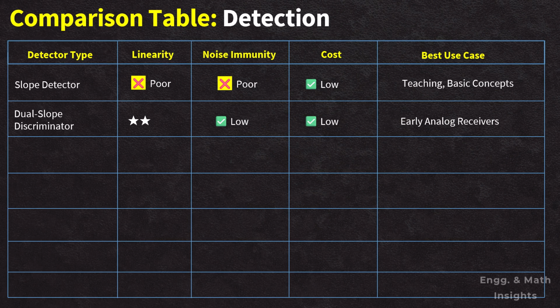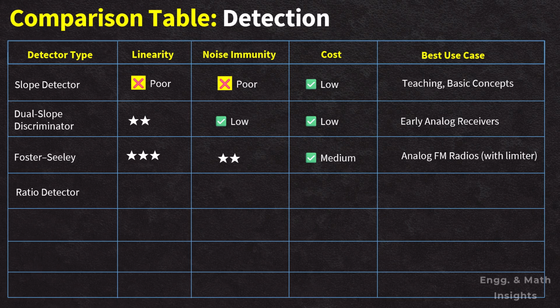Next we have the Foster-Seeley method. It has greater linearity compared to previous ones, and it has also greater noise immunity than the previous two. The cost is medium and it is used in analog FM radio with limiter. Next we have the ratio detector, which in terms of linearity and noise immunity is better than the previous three. It has a medium cost and it is used in analog broadcast receivers.